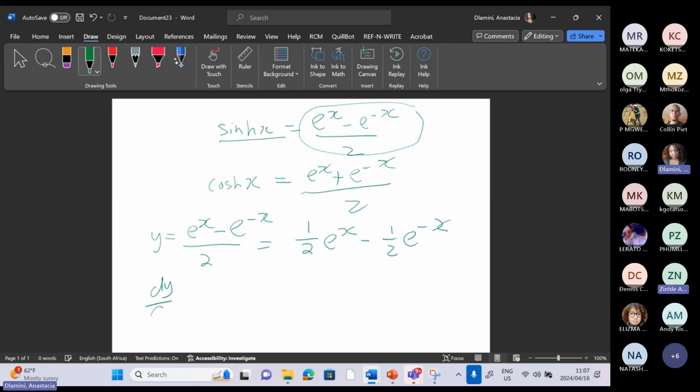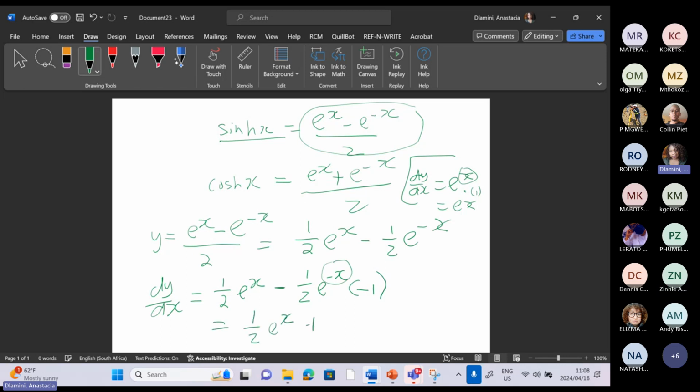Now dy over dx is equal to this. We know that the derivative of e to the power of x is just e to the power of x multiplied by the derivative of the exponent. So this is 1, so this is just e to the power of x. So then we have 1 over 2 e to the power of x minus 1 over 2 e to the power of minus x multiplied by the derivative of this function. In this case, it's minus 1. So this will be equal to 1 over 2 e to the power of x plus 1 over 2 e to the power of minus x.